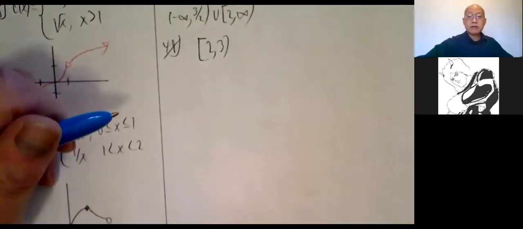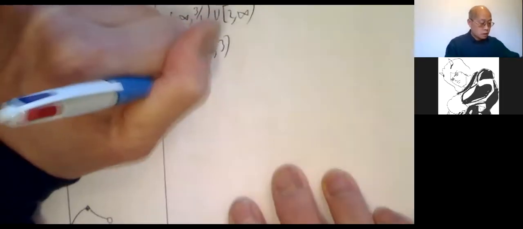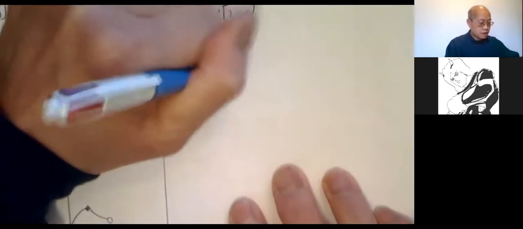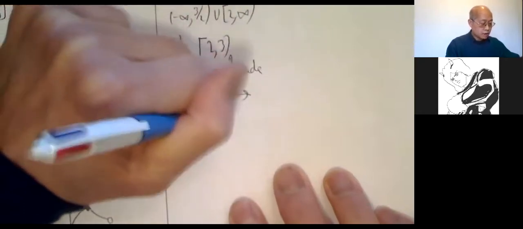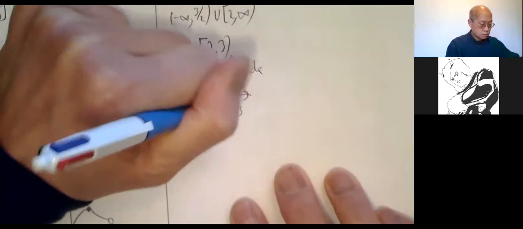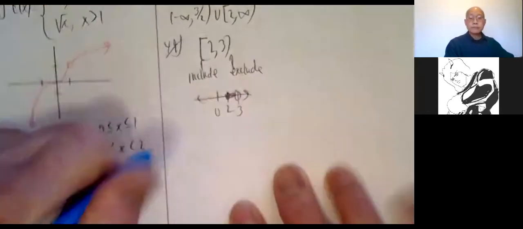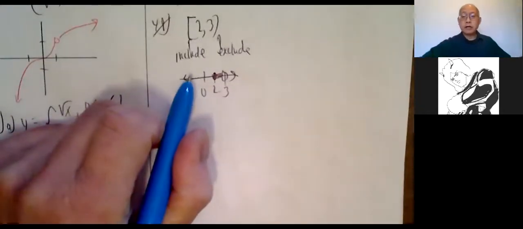Okay, bracket. So bracket 2, 3. This means count 2. Include this, exclude this. So that would be like this. And if you want to put this on your cheat sheet, you may.